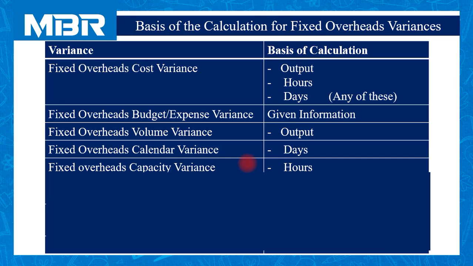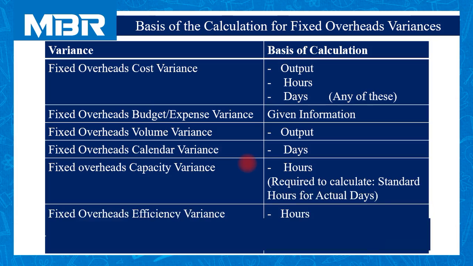Fifth, fixed overheads capacity variance. This capacity variance is based on the information of hours, and for that we need to calculate standard hours or budgeted hours for actual days using cross multiplication. That we will discuss at the time of practicals.